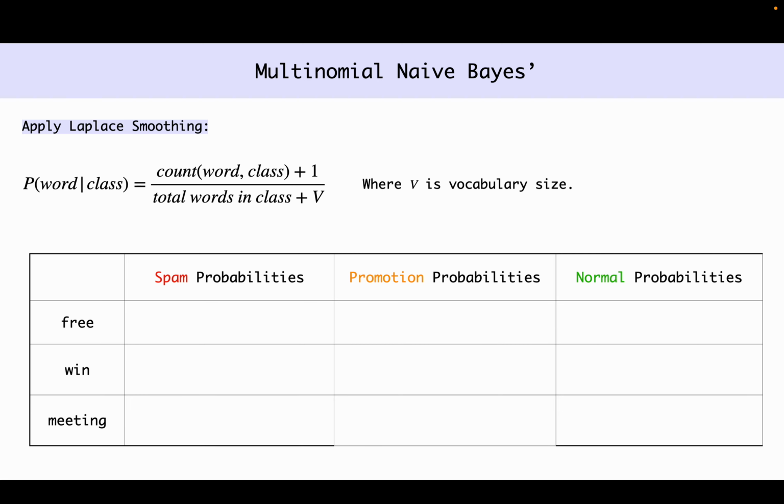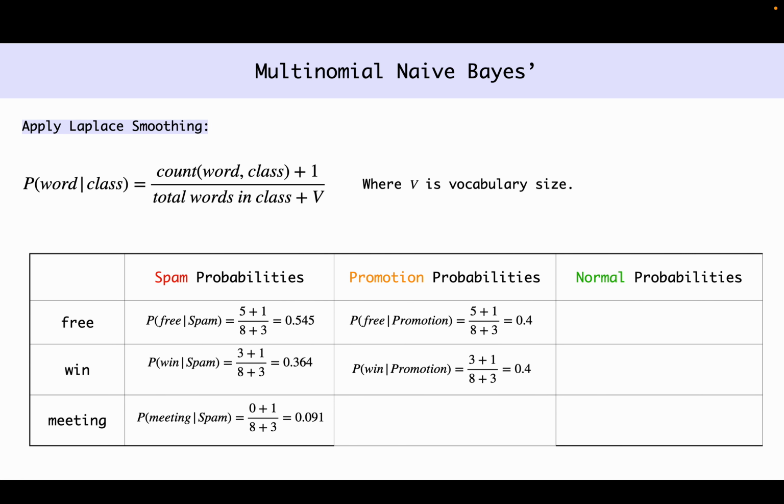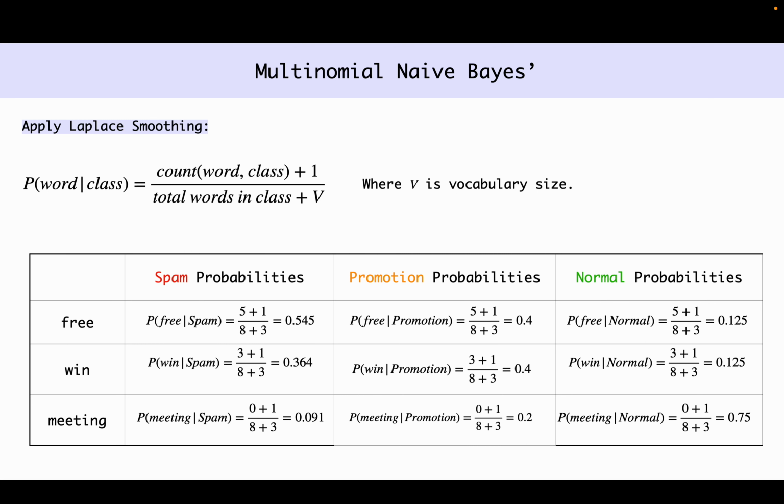When you do it for free in the class spam, we get something like this. These are the conditional probabilities, or the likelihood, which we are trying to compute. Using this formula, we compute it. In this way, we have it for free, win, and meeting in the spam category, in the promotion category, and also in the normal category. When you compute all these values, we are actually computing the likelihood values. We know the posterior scores are proportional to the likelihood values and also the priors. So we have computed the priors and we have also computed the likelihood values.